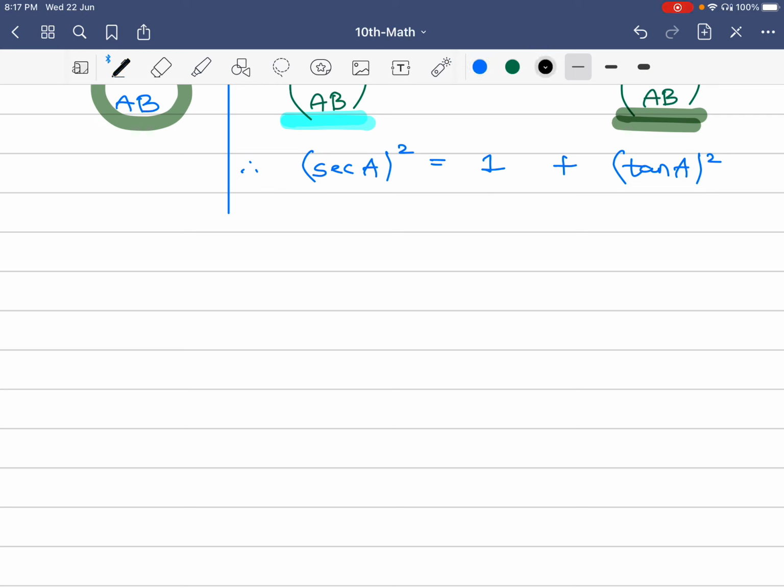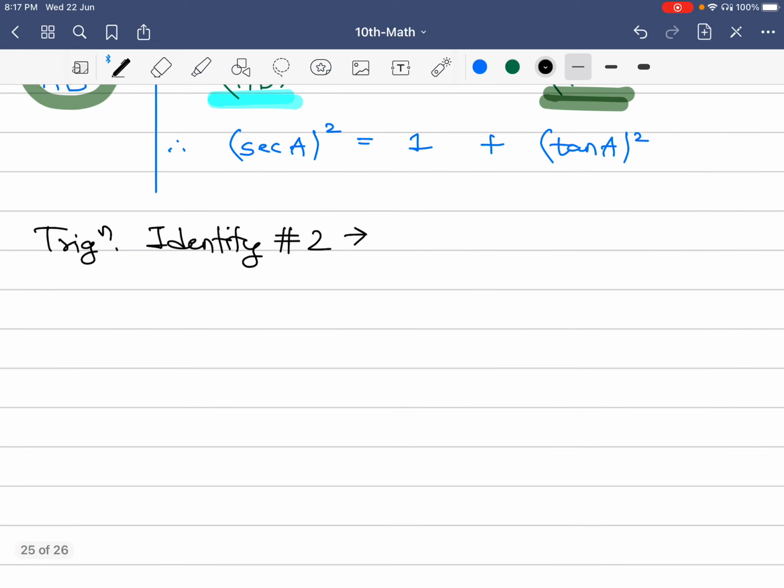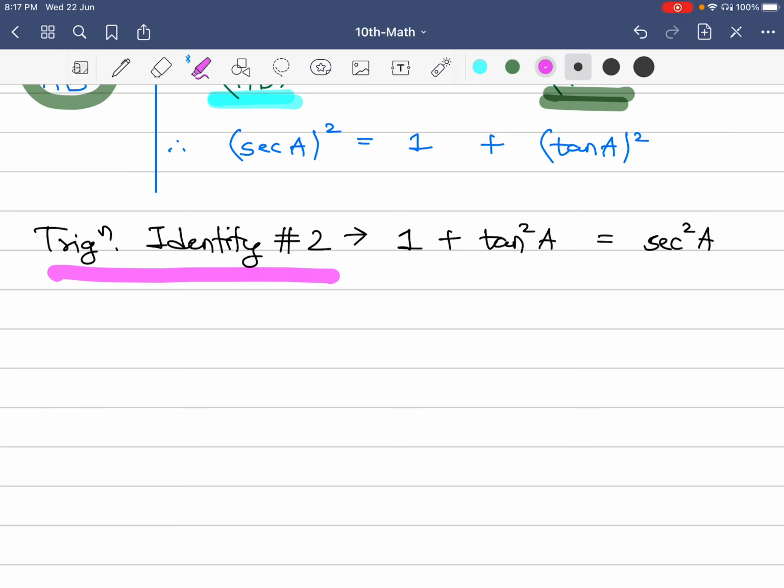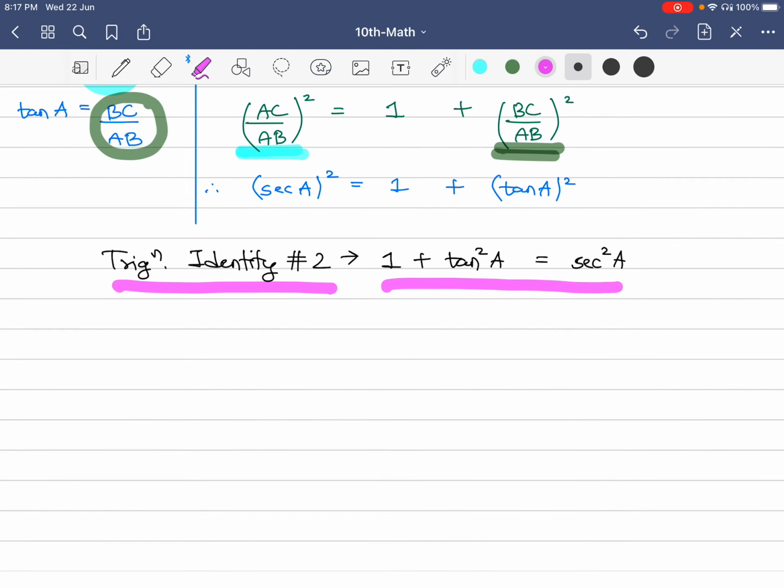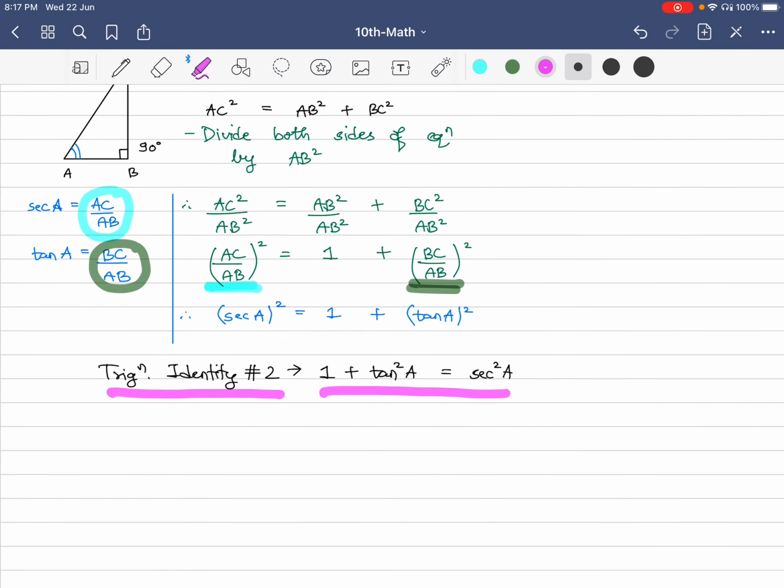So let me make a note of this. This is my trigonometric identity number 2, and typically it's written as 1 plus tan square A is equal to sec square A. Okay, and let's use a highlighter to highlight this trigonometric identity number 2.